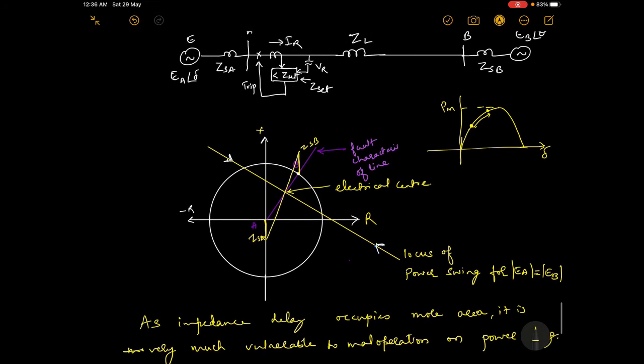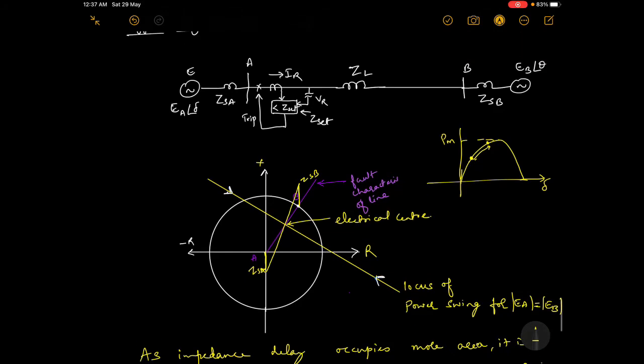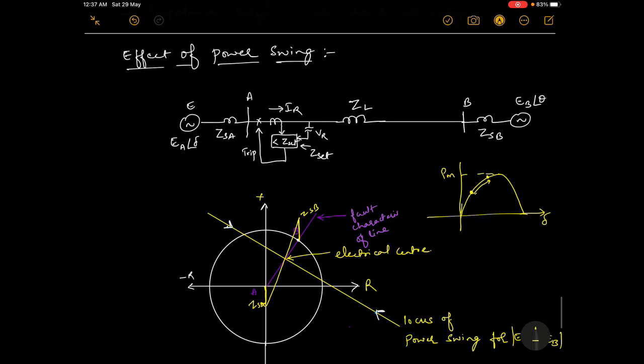Now we have seen three types of problems: one due to arcing, that is arc resistance, another due to the directional feature missing in the impedance relay, and this is the effect of power swing. To overcome the arc resistance problem of the distance relay, we go for one more relay called the reactance relay.